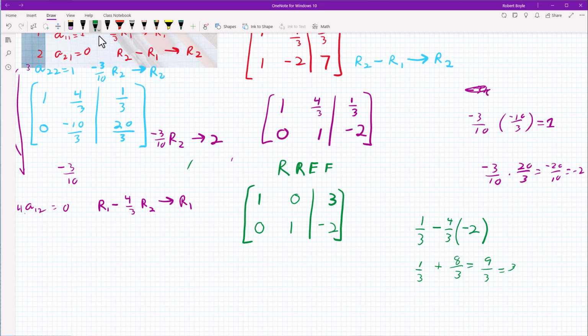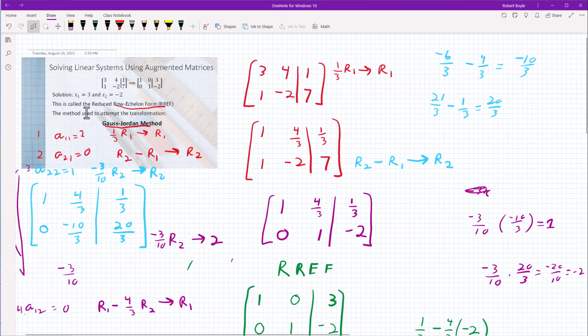Okay, and we can put this back in equation form, and what does that tell you? That tells you that x1 is equal to 3 and x2 is equal to -2. And that is how you solve this particular problem using the Gauss-Jordan method. Now the question is, will you have to use this in your homework? And the answer is, if you have a TI-84 series calculator, no, you will not have to. The calculator will do it for you.